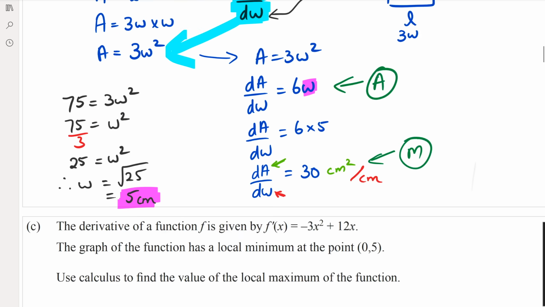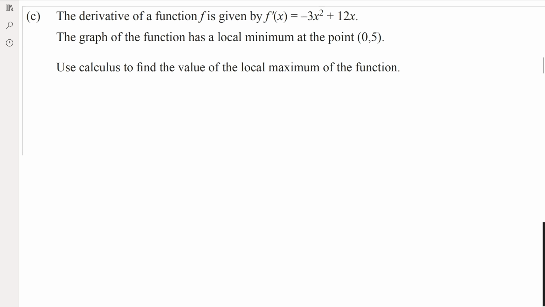Okay, so next question. What we have is an integration question by the looks of it, because we've been given the derivative. So what are some of the things you can do? Let's look at what we've got. We've got f dash of x, because that's the function. The second line says the graph of the function has a local minimum, and I think this is really important. Local minimum at (0, 5).